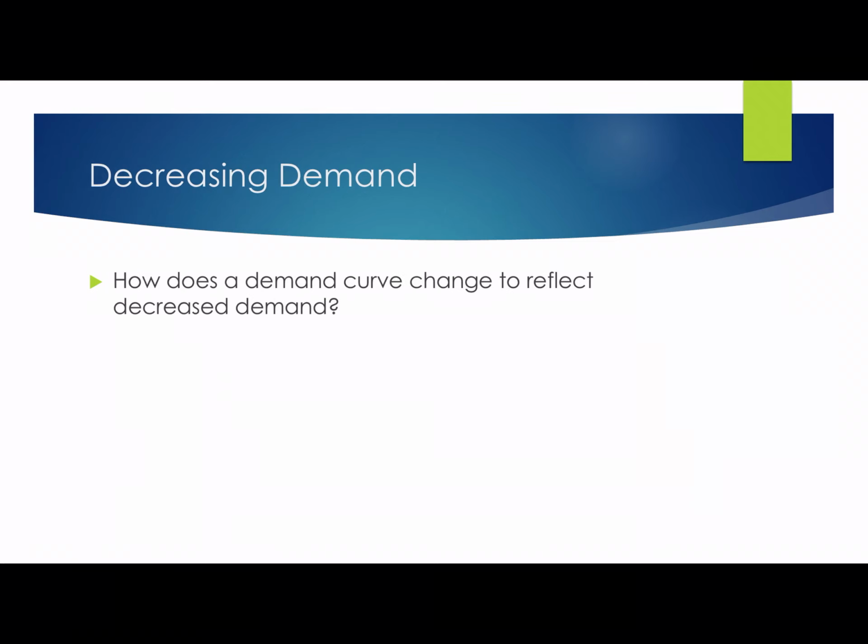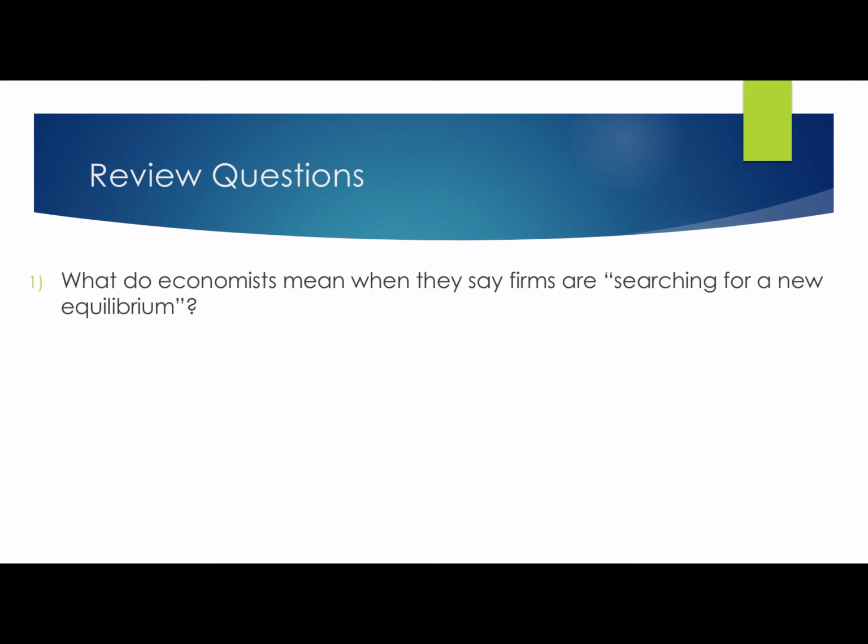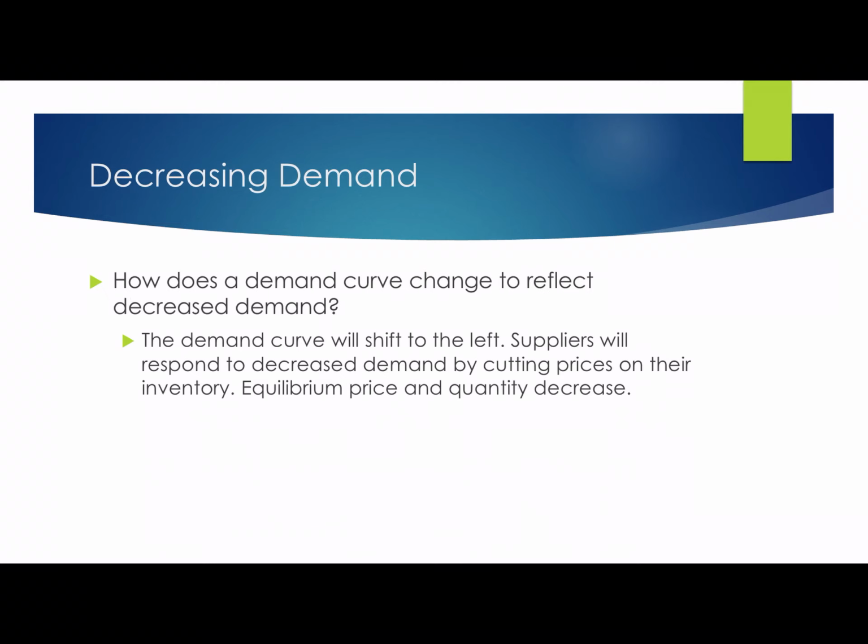Moving on to a decrease in demand. How does the demand curve change to reflect a decrease in demand? Well, the demand curve will shift to the left. Suppliers will respond to a decrease in demand by cutting prices on their inventory, and equilibrium price and quantity decrease. So that's a wrap for today. Real short section. Again, understanding how equilibrium is going to be impacted by shifts in supply and shifts in demand.